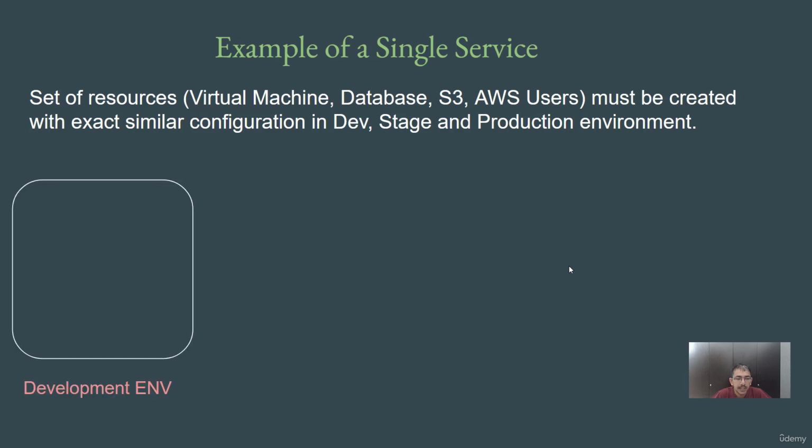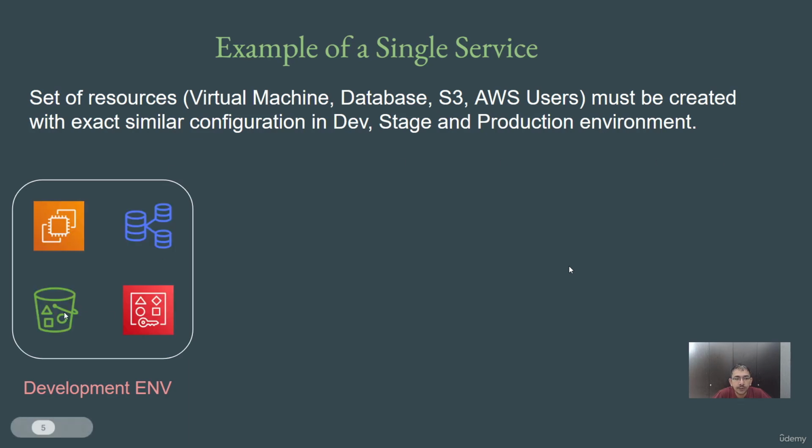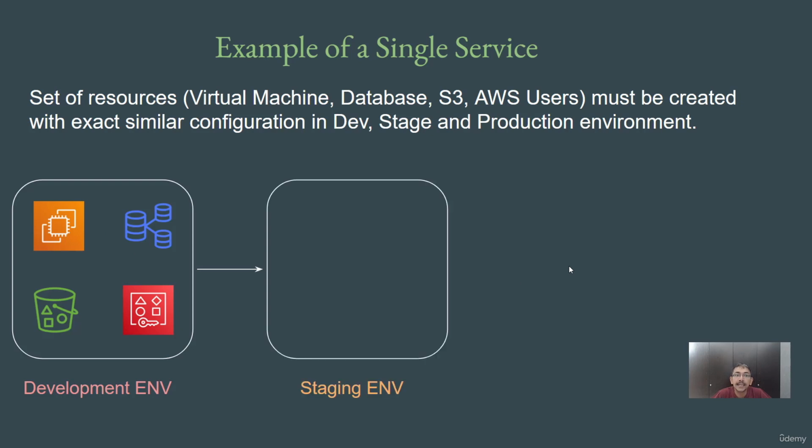For example, you have a development environment where you have to create a set of resources required to make your application up and running. Here you have a virtual machine, you have a database, you have the object storage, you have the AWS user. So this is in development. Now after your application is working perfectly in the development environment, you want to replicate the exact setup with the exact configuration in the staging environment also. So a similar kind of configuration needs to be deployed in staging.